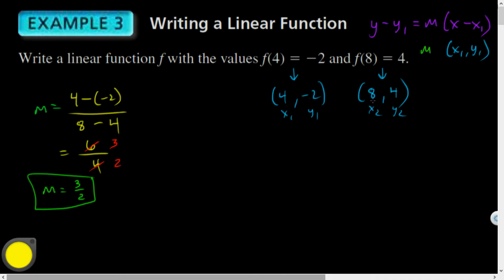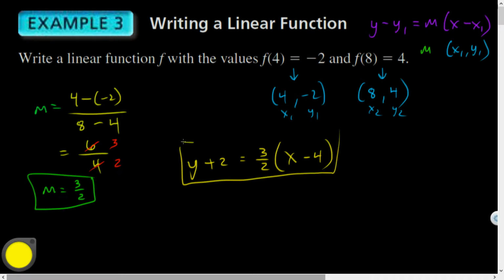I can pick either point that I want. I'll pick this one this time. And I'll plug it in. So y minus y1, minus a -2 becomes +2, equals m, parentheses, x minus x1, so minus 4 right there. So there's the equation of the line in point-slope form.